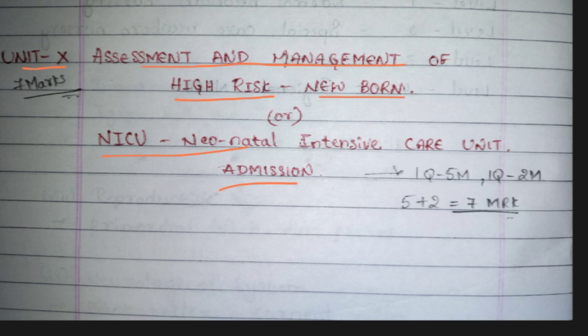That is what you're seeing in this chapter, and from this chapter you'll get one question for 5 marks, one question for 2 marks. So totally 7 marks. If you read this chapter you're perfect with 7 marks.